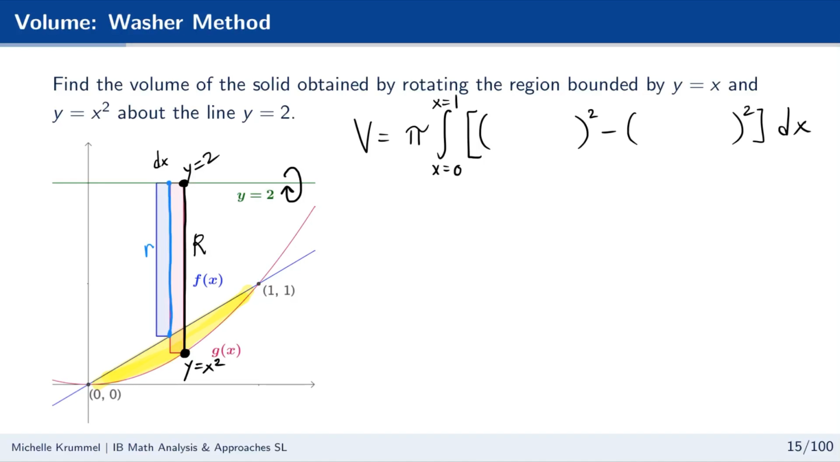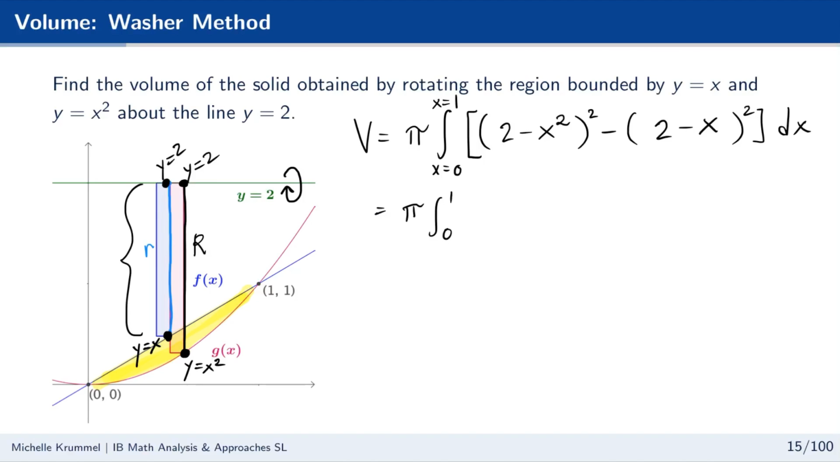So that big radius is 2 minus x squared, right? Top minus bottom. Then the little radius, we want this distance right here. Again, we take the top y value, which is touching y equals 2, and the bottom y is touching y equals x. Not y equals x squared, but the equation y equals x. So this is 2 minus x for that inner radius. Now we have our problem set up. We're ready to compute the answer.